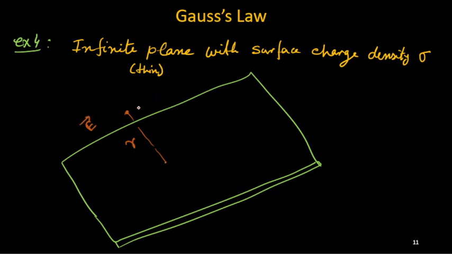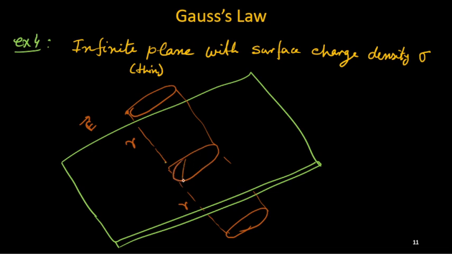So what I'll do, I'll consider a Gaussian surface passing through this one, and I'll extend it to the opposite side with the same length, the same distance r, this also r. So you can see that this is the portion it will cut in the plane, and if this area is A, this is also the same area A, the cross section area. So here the electric field is outward, here also the electric field is outward.